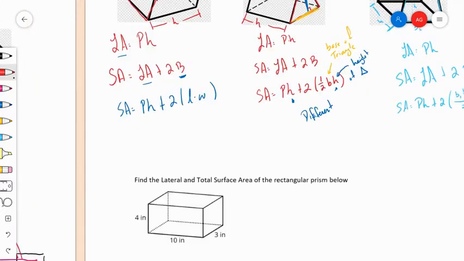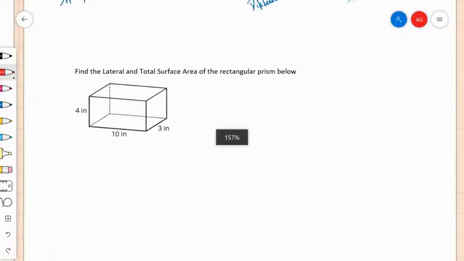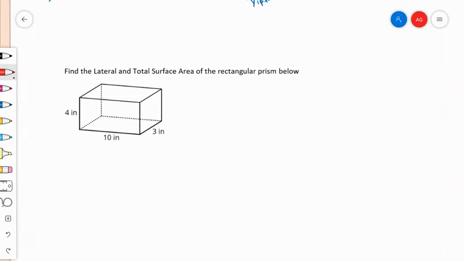Ahead and attempt our first problem here. So for the first problem, it says find two things. Find one, the lateral area, and two, find the total surface area of the prism below. So the first thing is identify the base. So my base here is this rectangle. And because I know it's parallel and congruent to the other base, I have the dimensions that I need.